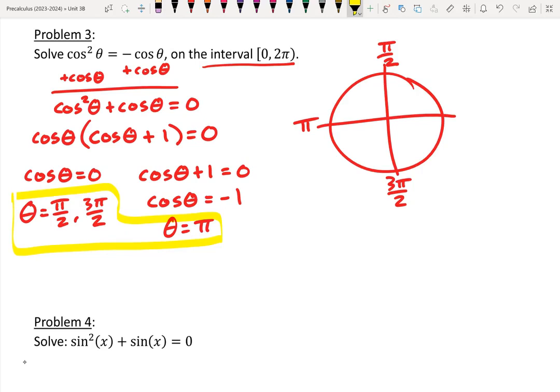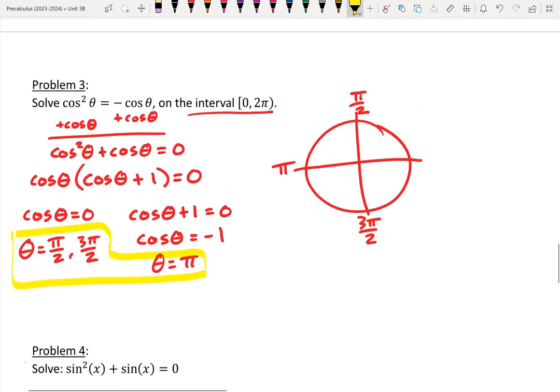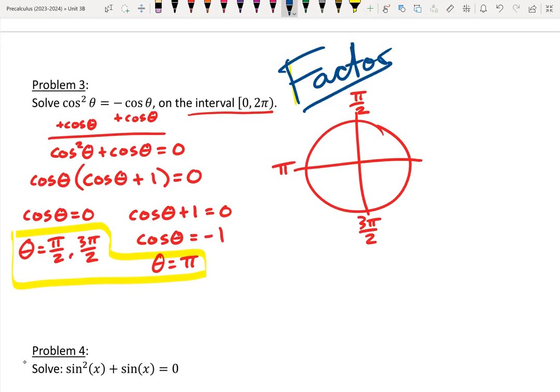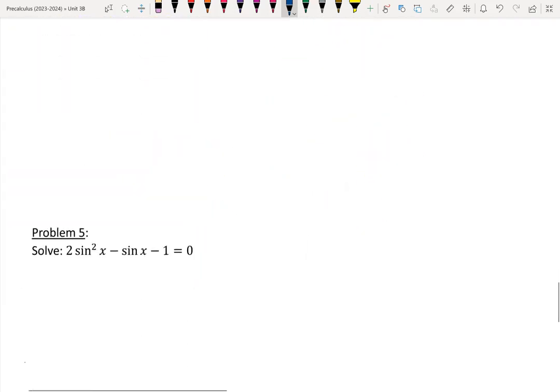All right. So sometimes we are going to need to factor. And in this case, we are factoring out a GCF. But is that the only way that we have learned to factor? No. Let's look at problem 5. Does everybody have problem 5? Okay, let's look at problem 5.